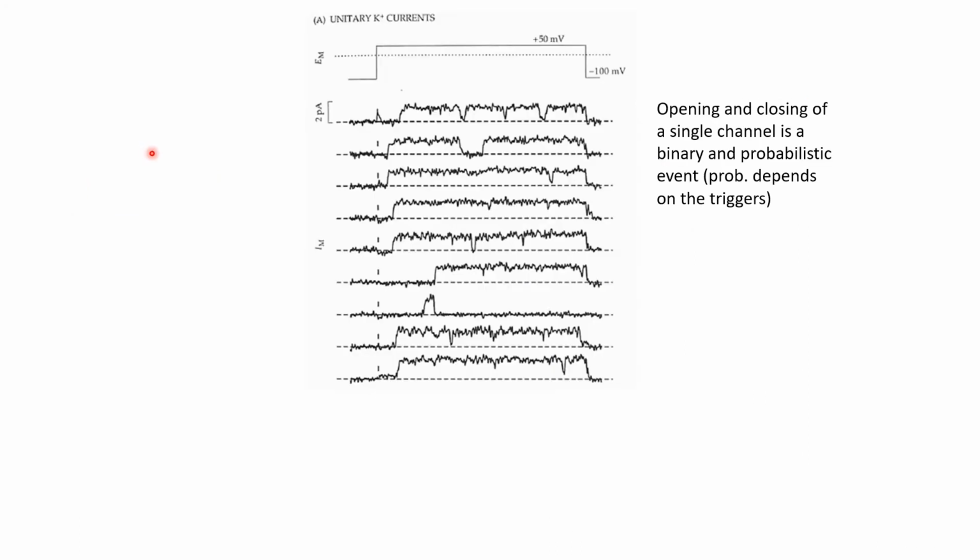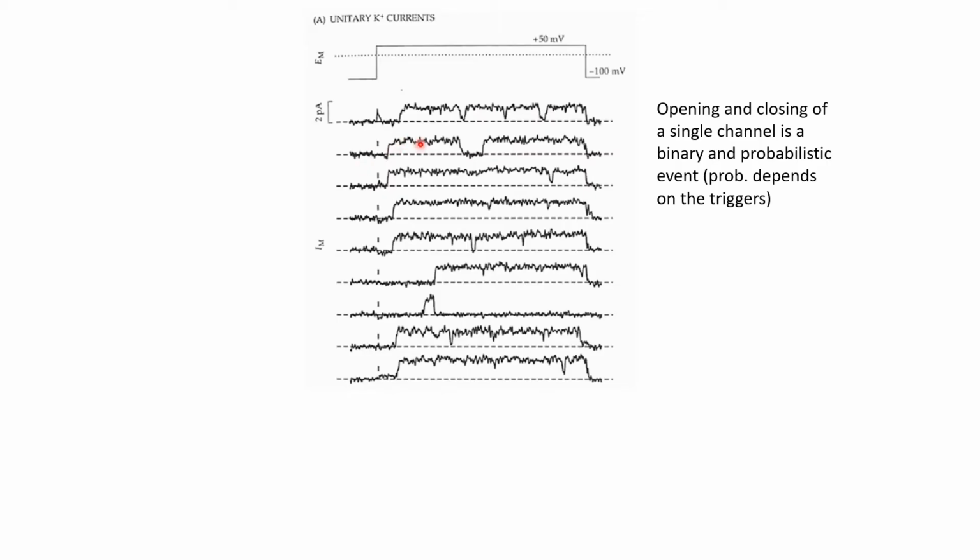Here is another example from a certain kind of potassium channels that are sensitive to voltage. Now in this case, these channels are closed in the beginning, and then a voltage change is applied for a certain duration, and during that period the channels can potentially open. So here is one recording trace, and we can see that the channel gets in the open state for some time, then closes again, then again gets in the open state for some time, closes again, and so on.